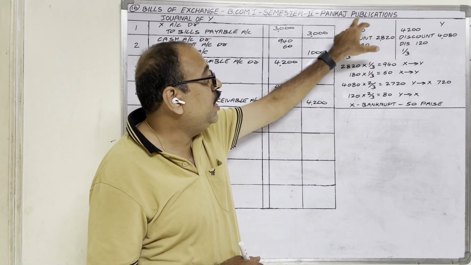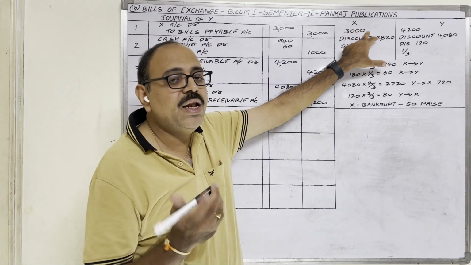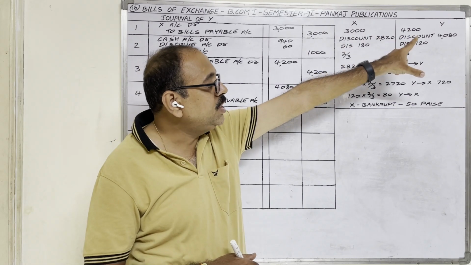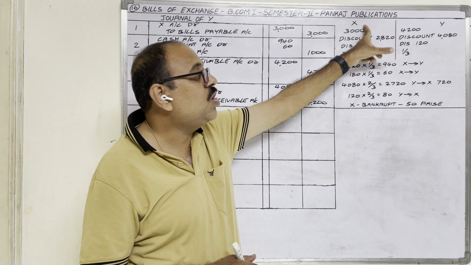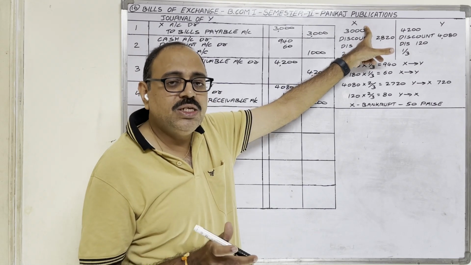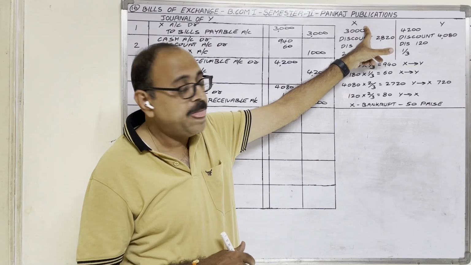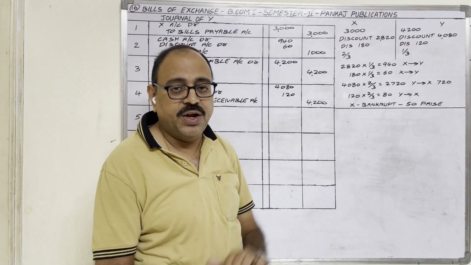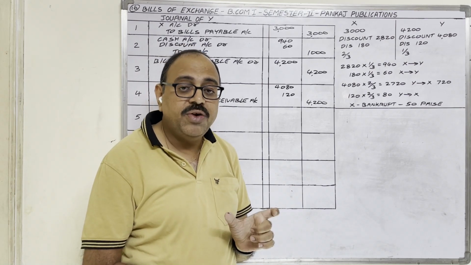That is why in X's books for this first bill honor we have not written any entry. Because Y pays money to bank. The transaction is between Y and bank. X is not affected. Therefore in X's journal for honor of this first bill we need not write any entry. But in Y's journal we have to write the entry. Because Y only is paying money to bank, no. So what is the journal entry?